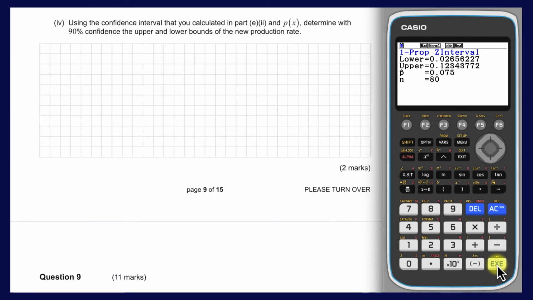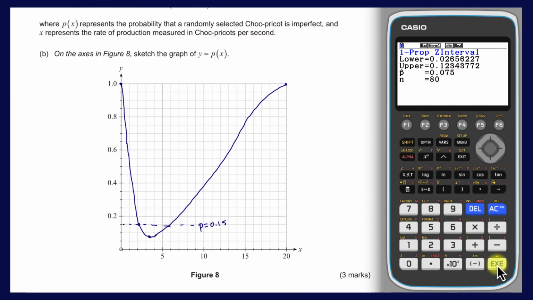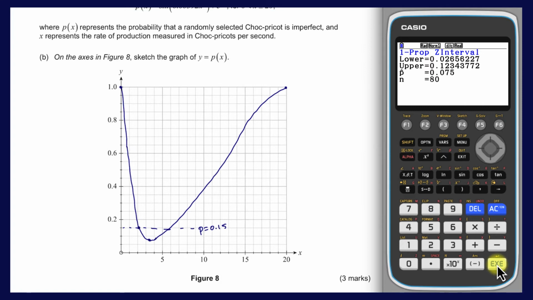So, lastly, E part 4. Using the interval that we calculated in E part 2 and P of x, the function we were given, find with 90% confidence the upper and lower bounds of the rate. Now, that really means we need to come back to our graph and have a think about what we've discovered. Our confidence interval was between 0.02 and 0.123. So that's somewhere here through to somewhere here on our y-axis. So there's our confidence interval here.